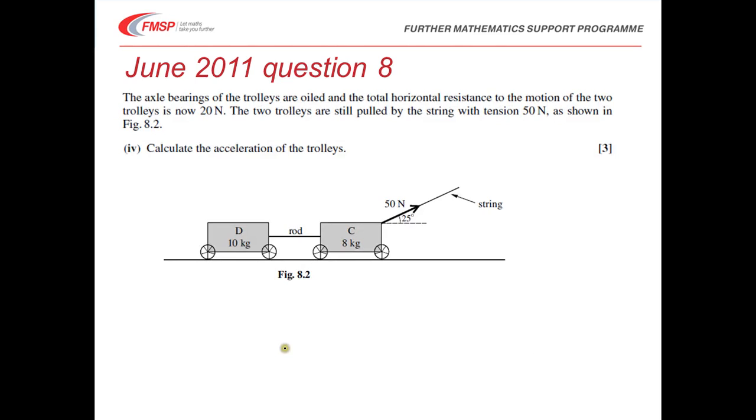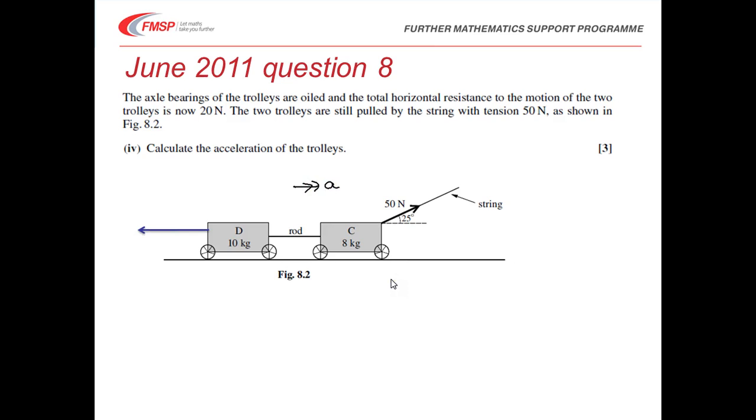Moving on to a slightly different situation, in part 4, the axle bearings of the trolleys have been oiled, and so the total resistance is now 20 newtons, so it's been reduced. Two trolleys are still pulled by this 50 newton force at an angle of 25 degrees, and we have to work out the acceleration of the trolleys. We can assume obviously that they will be accelerating that way.